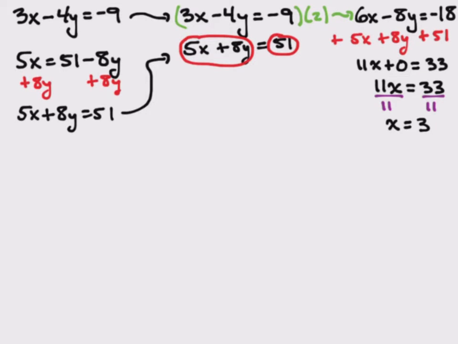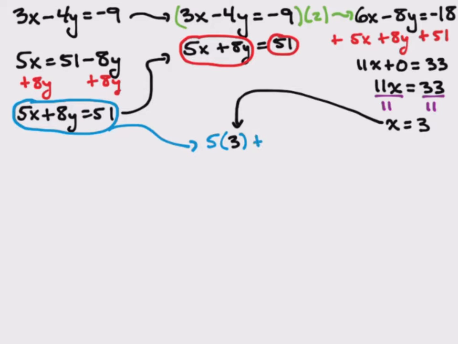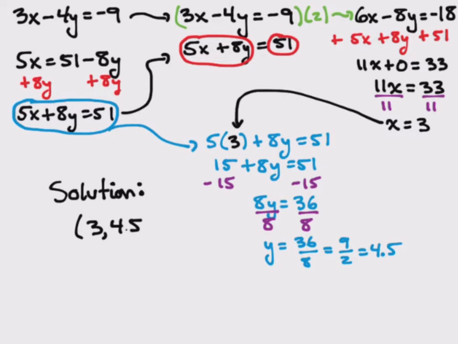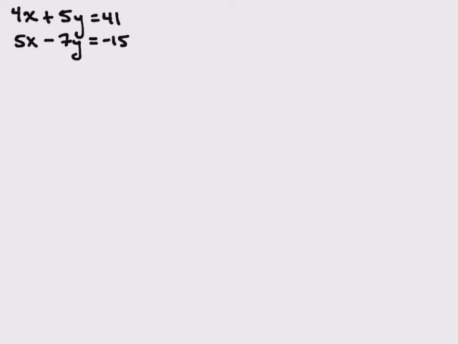So we find that the x value of our solution is going to have to be 3, and to find the y value, all we need to do is substitute 3 into any one of our equations and solve for y. And so we find the y value of our solution to be 4.5, and so our solution is the ordered pair (3, 4.5). All right, here's an even tougher example.